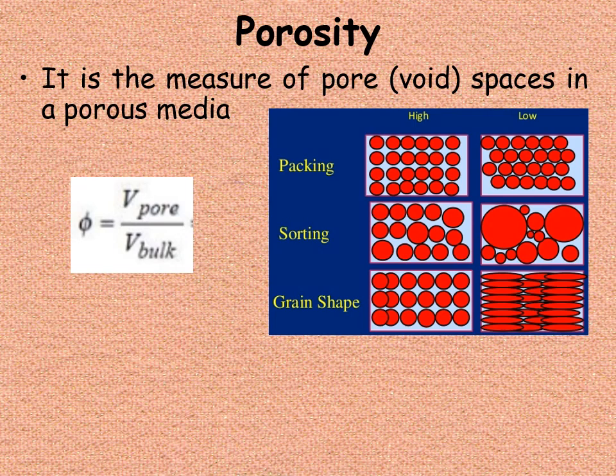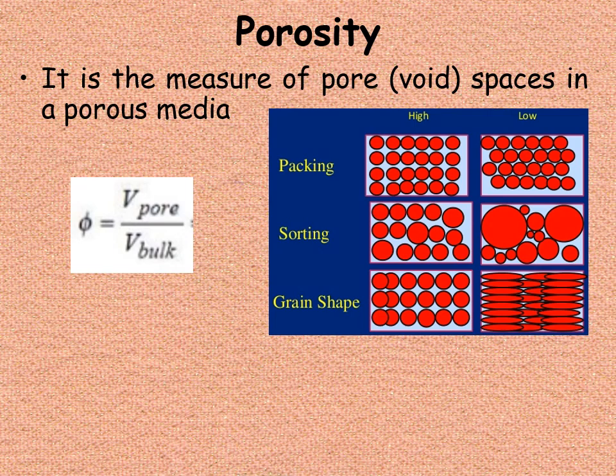Now this porosity is dependent on the packing. If it is showing cubic packing, then porosity is high. If it is showing rhombic packing, then porosity is low. Porosity is also depending on sorting. If sorting is high, that is all the grains are of equal or same size, porosity is high. If sorting is poor or ill sorted, then porosity value is low.